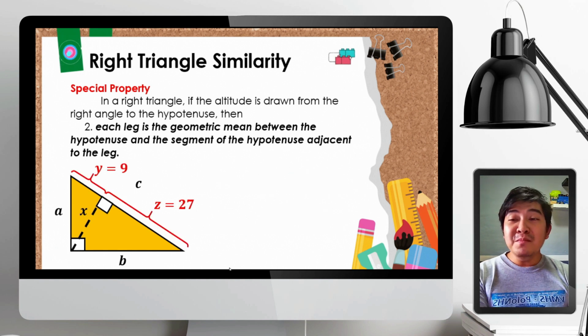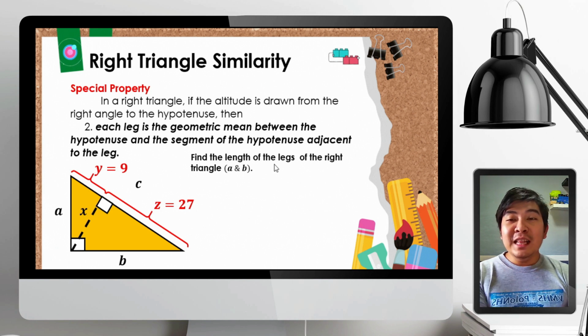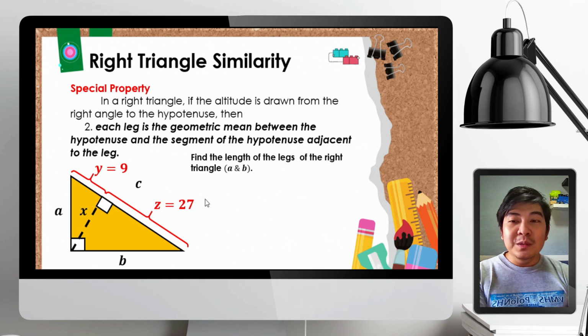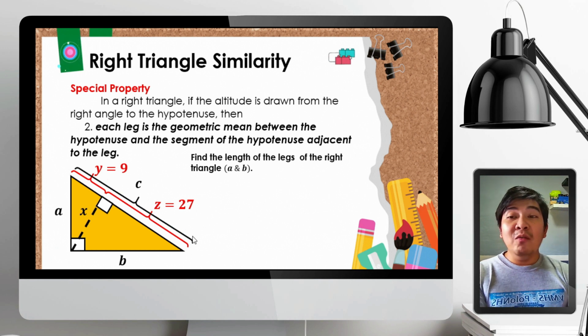Now, let us have an example. So, in this figure, we are given with the length of y, which is equal to 9, and the length of z, which is 27. So, we need to find the length of the legs of the right triangle, so the bigger right triangle, which are represented by A and B. So, we need to look for the length of the hypotenuse, kasi according to the special property, each leg is the geometric mean between the hypotenuse, okay? And we are already given with the segments made by the altitude. So, to get the measure of our hypotenuse, we just need to add y and z. So, 9 plus 27, that will be equal to 36.